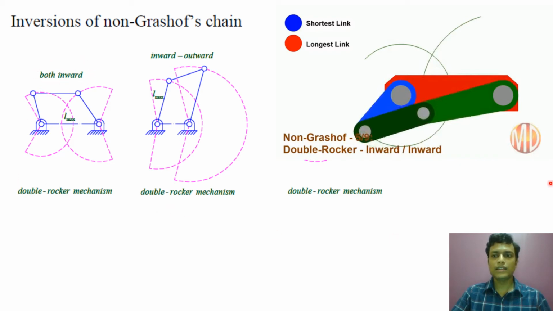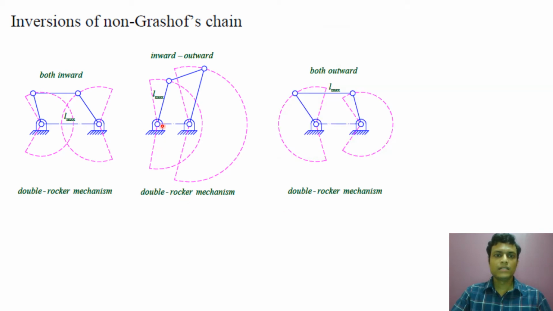Next one is when Lmax is the crank or adjacent to the fixed link. Then the crank will oscillate in inward direction, but the follower will oscillate in outward direction. So we will get an inward outward double rocker mechanism.